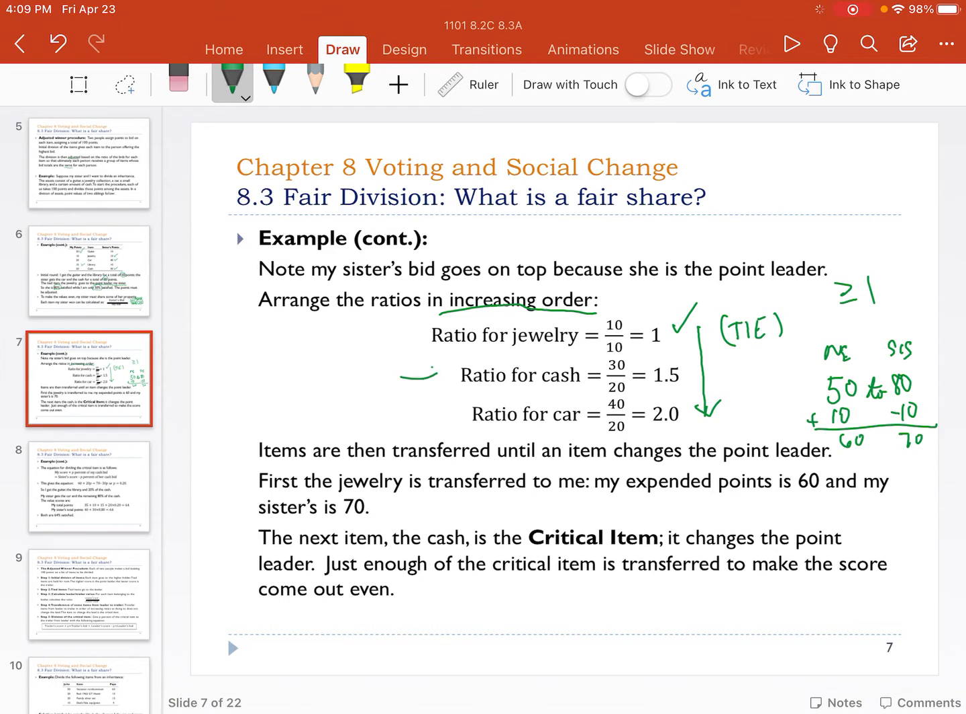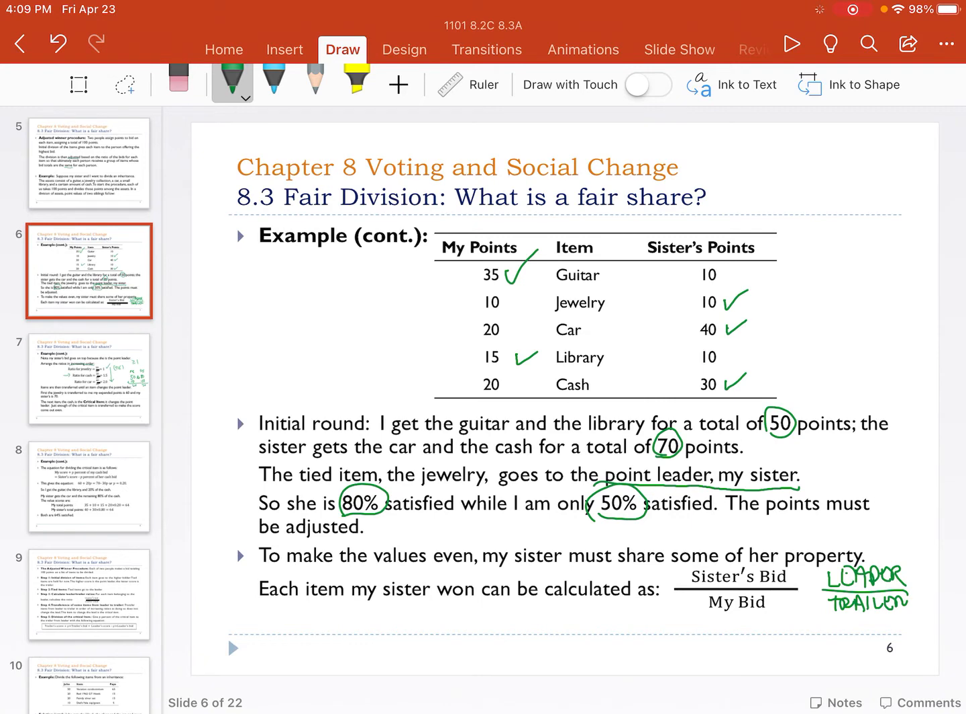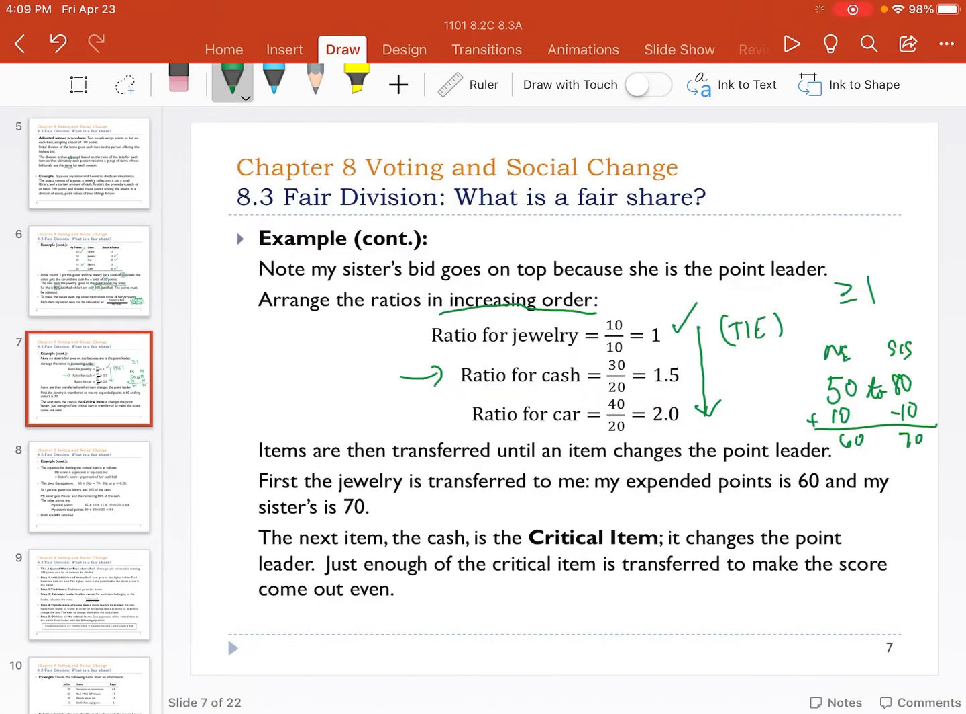So what we have to do, since we've taken care of the jewelry, moved it over to my end of the scale, we then go for the cash. So that's the next one we look at. We will probably not get to the car. We'll almost never get to the bottom. Well, we could, but we probably will not get to the bottom of the list. So the critical item changes the point leader, and it's very easy to see that. If I got my cash, I would add in 20 more points, and she would lose 30 more points. Notice it's lopsided, but add 20, that'd be up to 80. If you subtract 30, it'd be to 40, and the numbers aren't so important, but it changes the point leader.